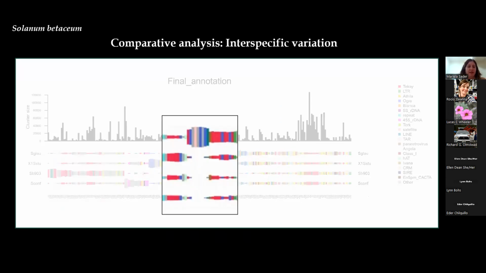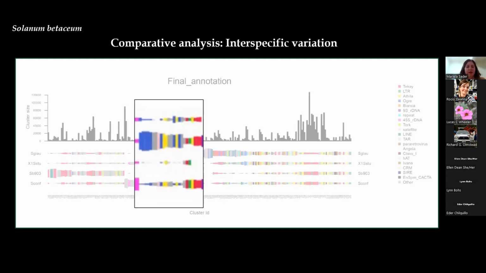Other satellites are species specific. For example, here one satellite is only present in this species' genome, and another satellite, for example, is present in Solanum stuckertii and Solanum confusum, which are more related, closer species.